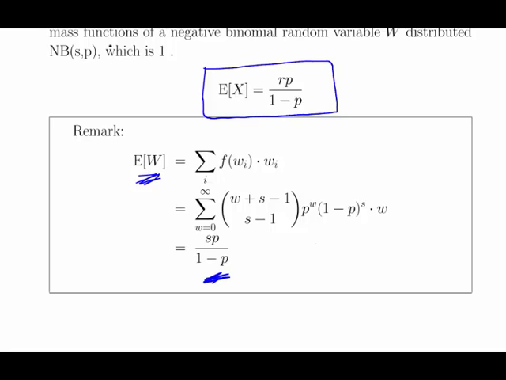Okay, in this presentation we are going to derive the variance of a negative binomial random variable. In the previous video, where I've just left off here, we computed the expected value of X, which is the mean, and that is equal to r times p over 1 minus p.